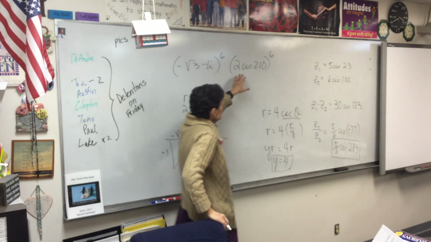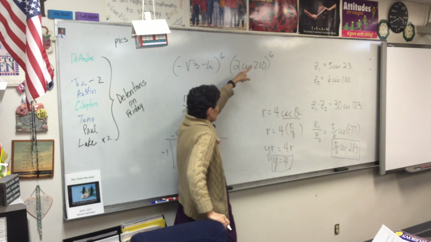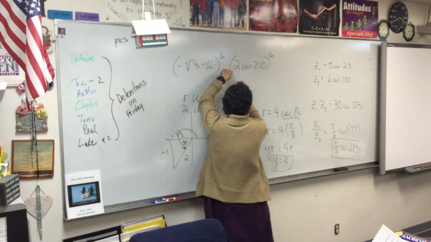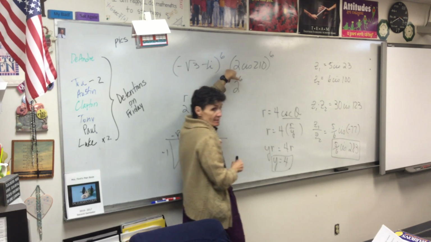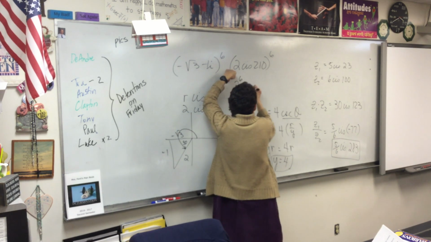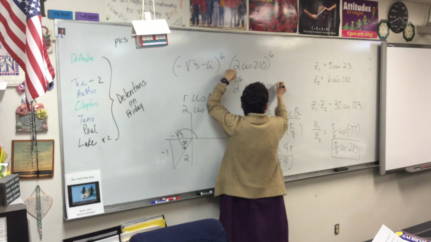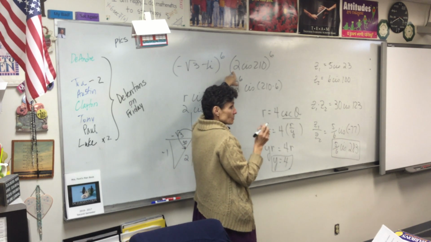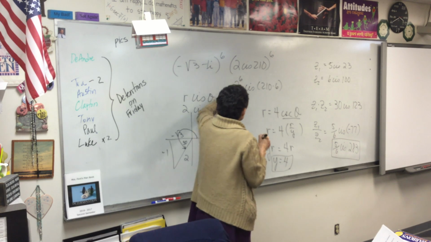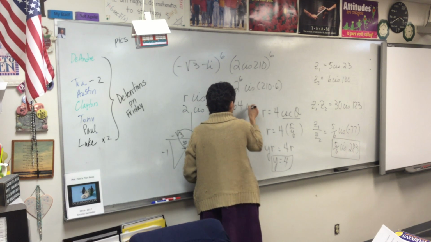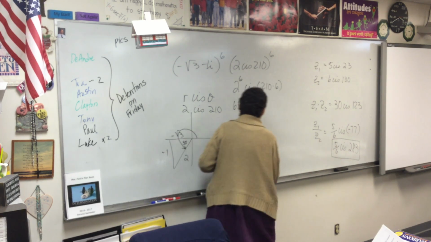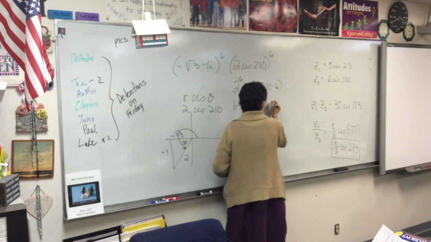Now, we're going to raise that to the 6th power. So what does the rule say? Take 2 to the 6th and take 210 times 6. Remember that rule? There's lots of rules to know. So 2 to the 6th is 64. 210 times 6 is 1260.